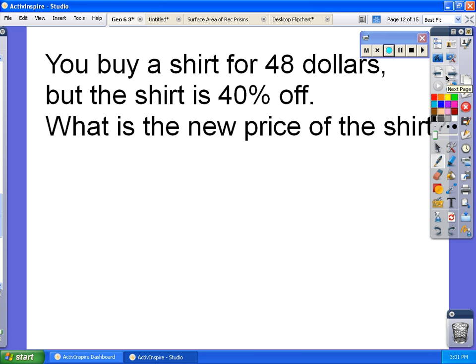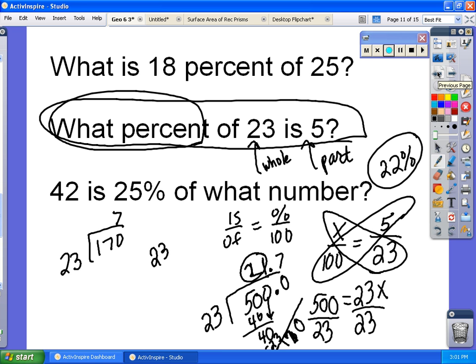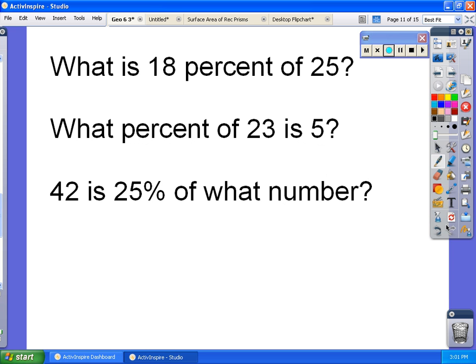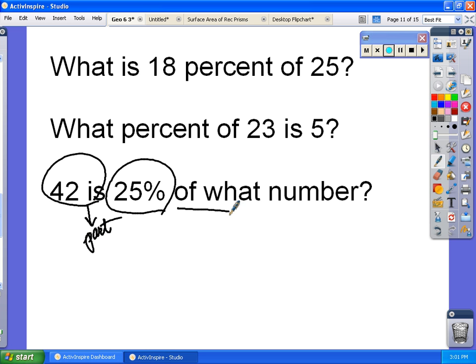Last one is at the very bottom. Let me erase this. 42 is 25%. So here it gives you the percent. 42 is. The word "is" signifies that we have the part, and we don't know of what number. So of, we don't know. So that's the x. The is over the of. 42 over what number is 25 out of 100, because percent is out of 100.